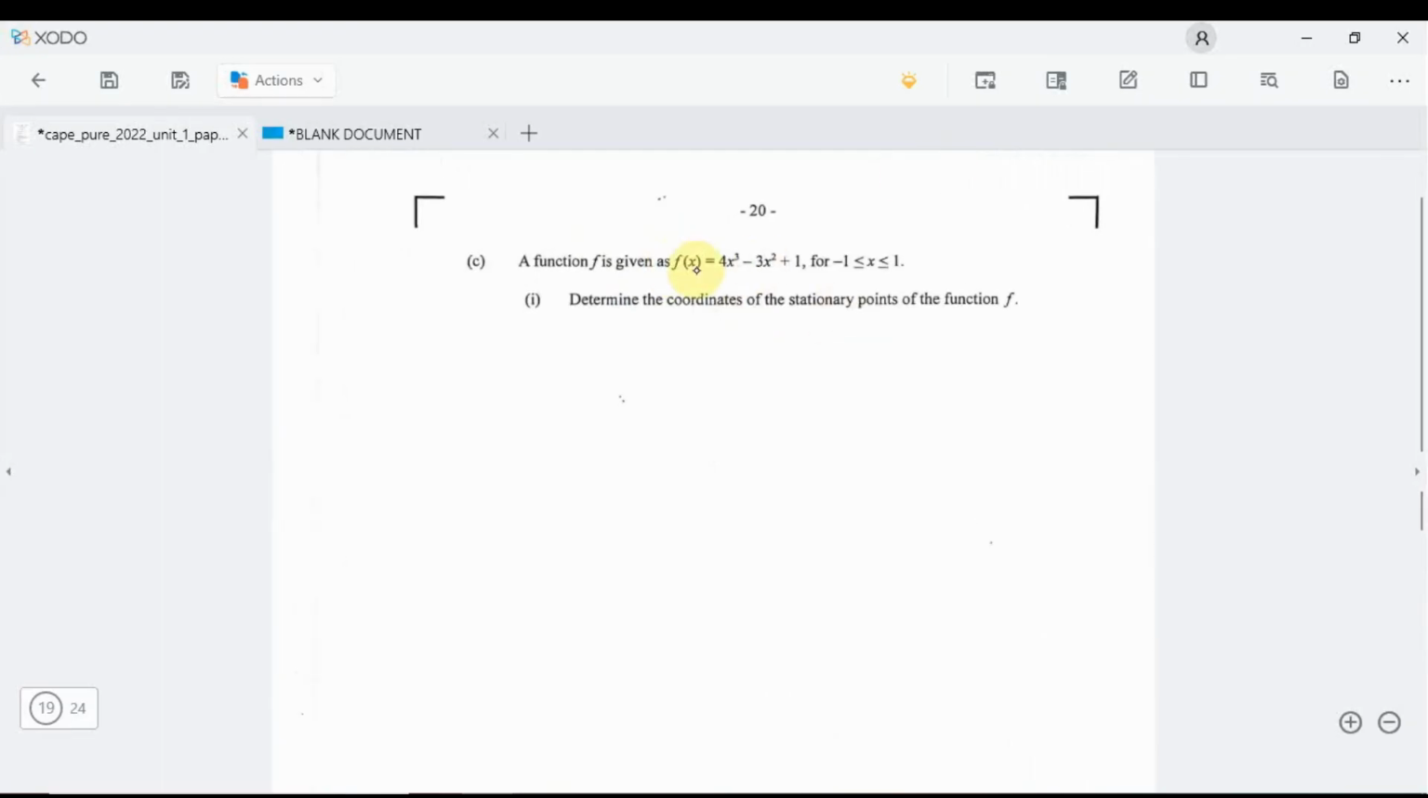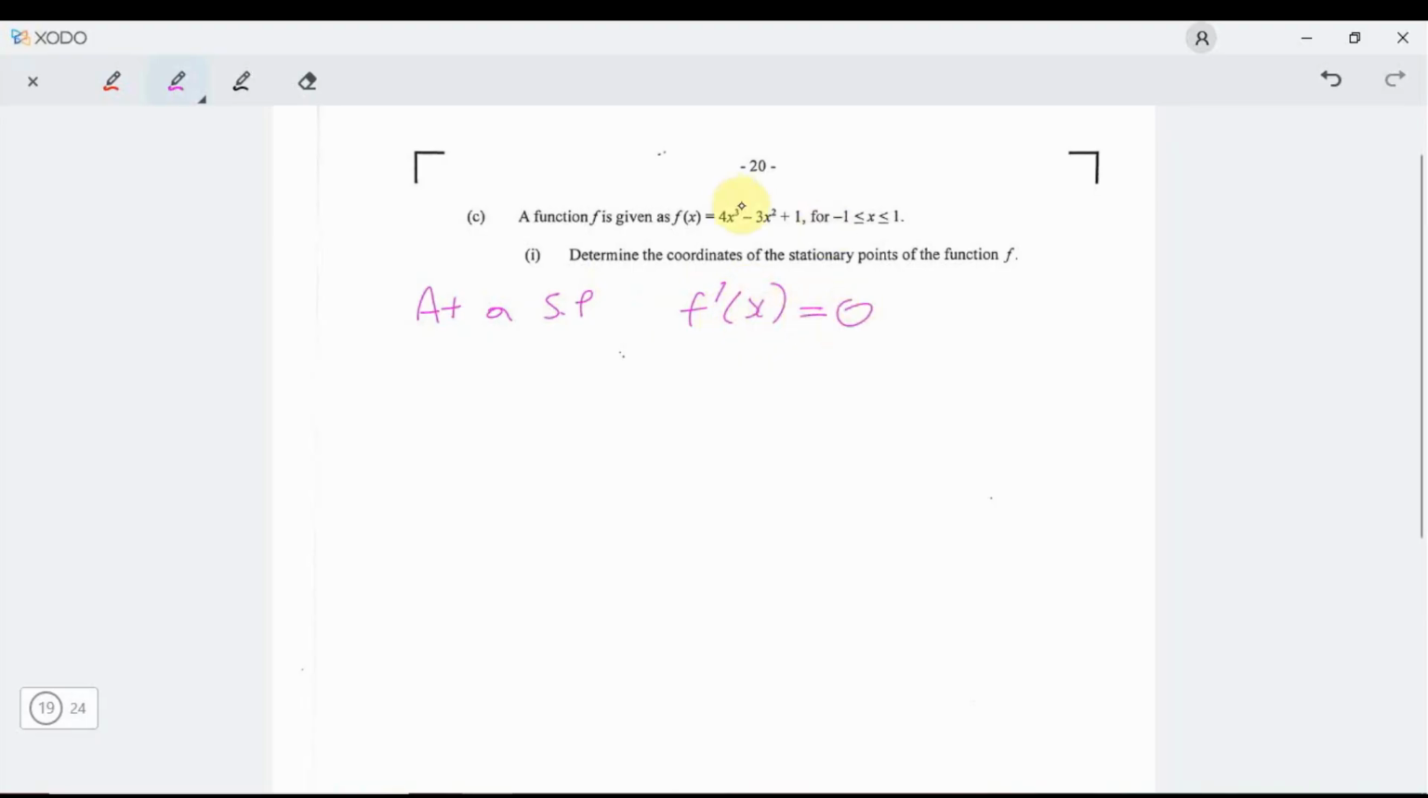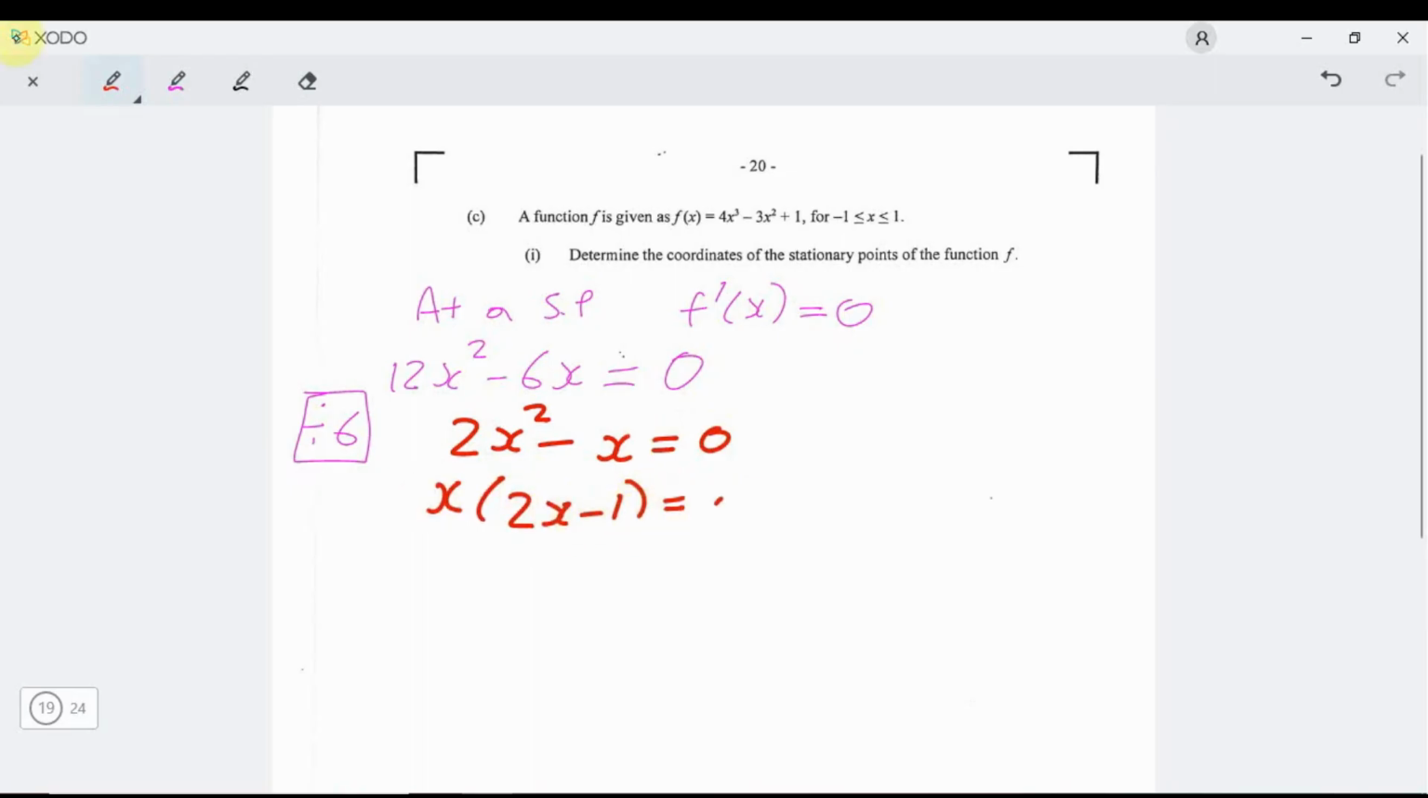Part C, this says a function f of x is this. Find the stationary points. Remember, at a stationary point, f prime of x or dy by dx equals 0. So that becomes 12x squared minus 6x, that's equal to 0. We can divide through by 6. Dividing through by 6, we're going to get 2x squared minus x equals 0. Factor out x, so we have x times 2x minus 1 equals 0. So x equals 0 or x equals a half.